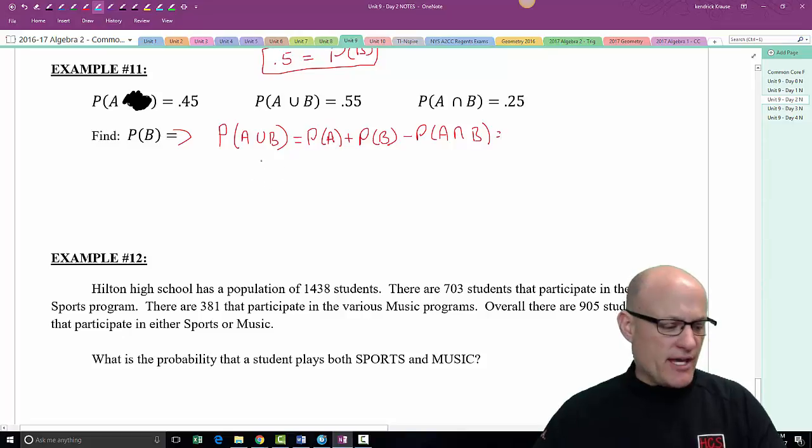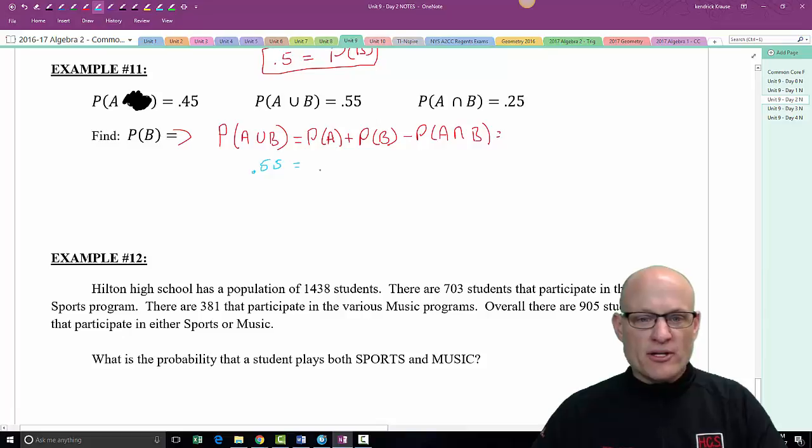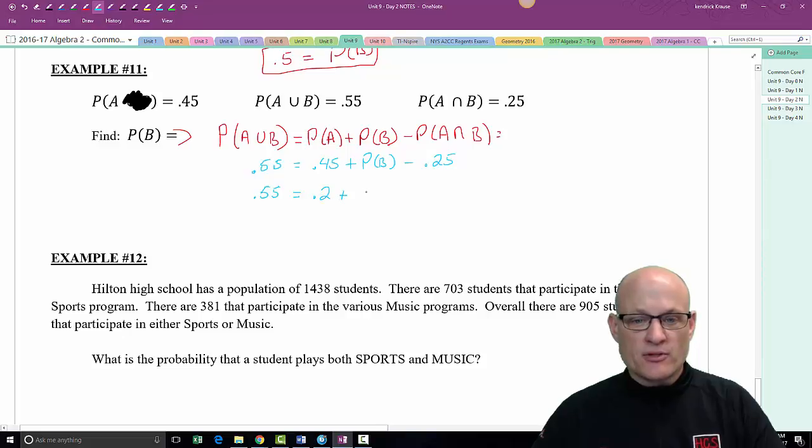So the probability of A or B is 0.55. The probability of A is 0.45. The probability of B we don't know in this case again. And the probability of A and B is 0.25. So 0.55 is equal to 0.2 plus probability of B. So in this case, the probability of B is simply equal to 0.35.